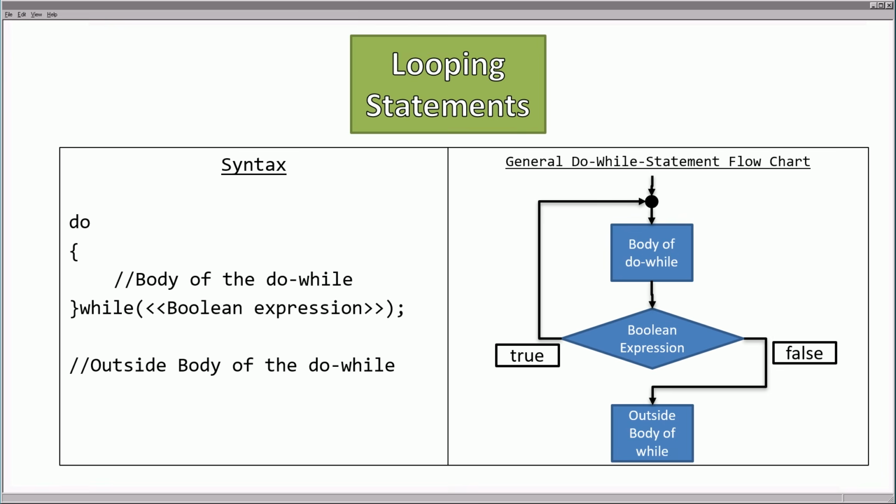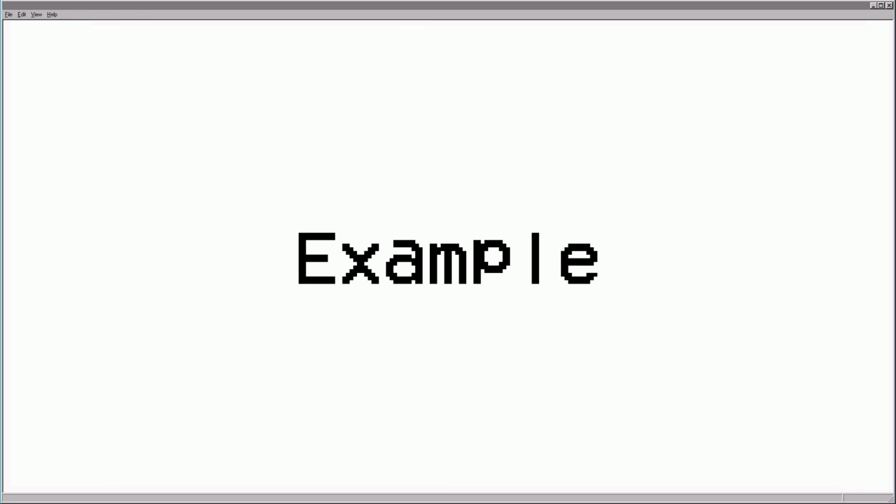We can represent a do-while loop using a flowchart as well. The major difference is the body of the do-while is run initially, and then the Boolean expression is checked. If this expression evaluates to true, then we run the body again. But if this is false, then we jump outside the body of the do-while. Now let's see an example of a do-while loop.